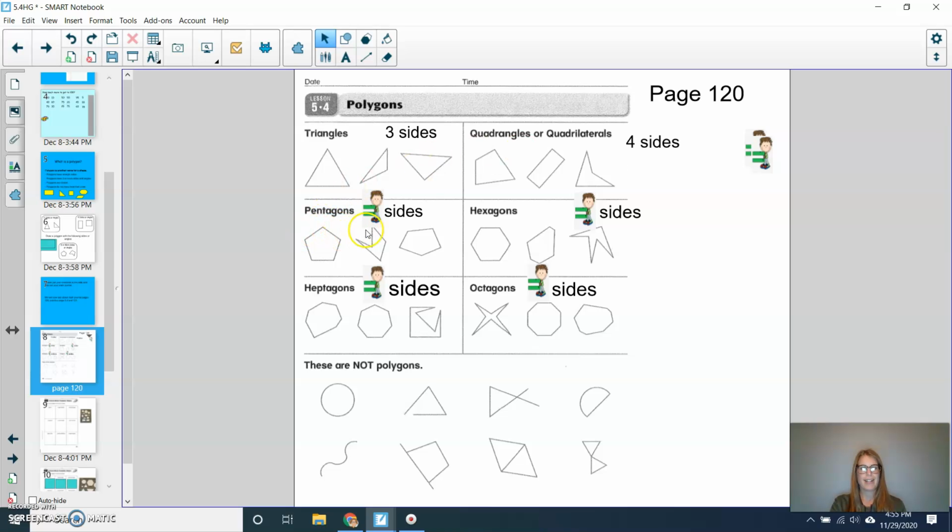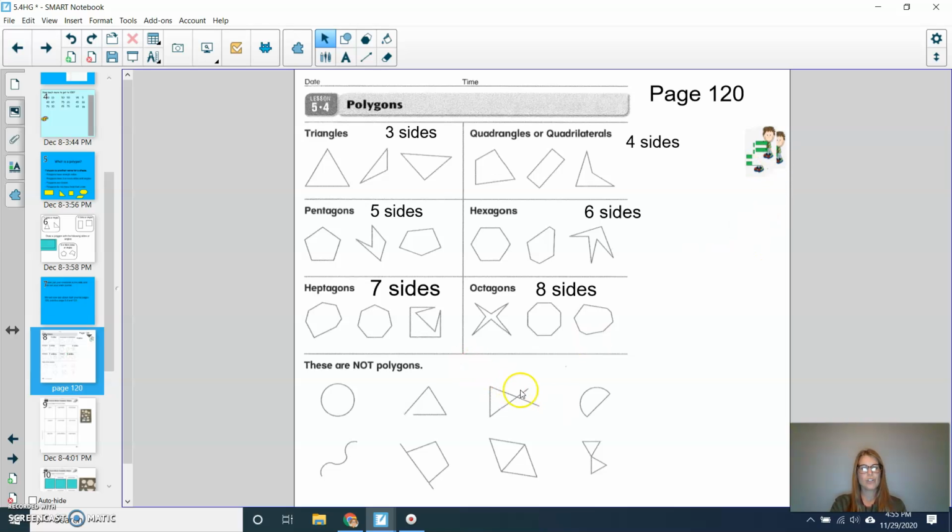How about pentagons? How many sides do they have? You should have said 5. How about hexagons? How many sides? You should have said 6. What about heptagons? We haven't talked much about this one, but how many sides do you see, or what pattern do you notice? You should have said 7 sides. And then what about octagons? Yes, you should have said 8 sides.